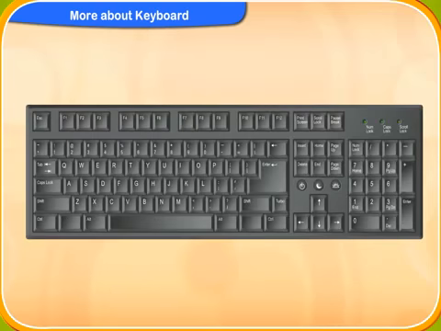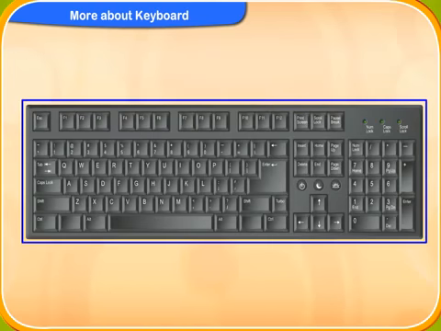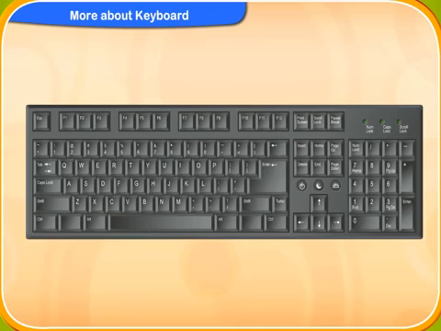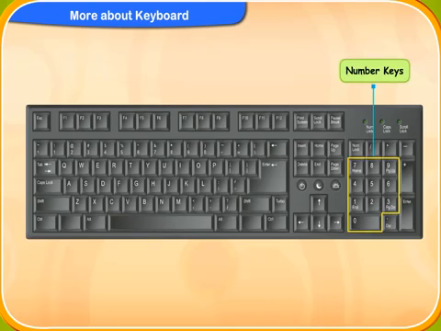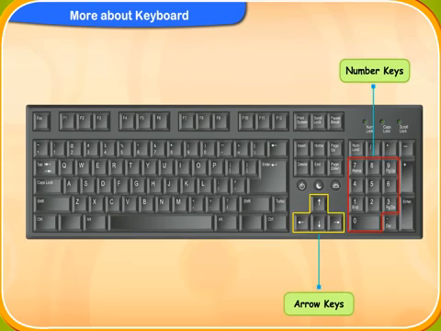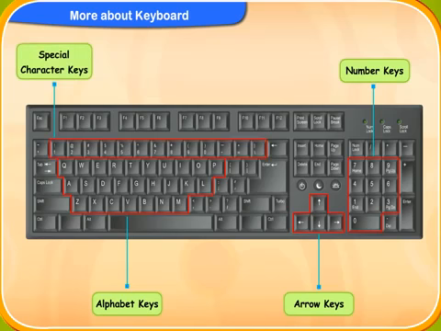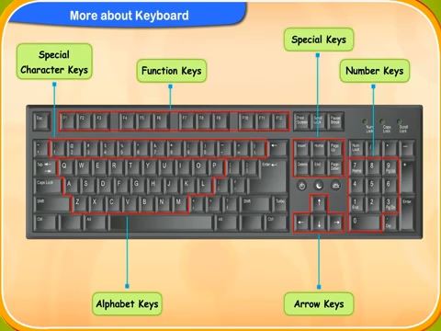Well, we use the keyboard to type numbers, words and symbols on the computer. Correct. You see, a keyboard has 6 different types of keys on it. What are they, Kiko? They are the number keys, arrow keys, alphabet keys, special character keys, function keys and special keys. Tell me more about them.